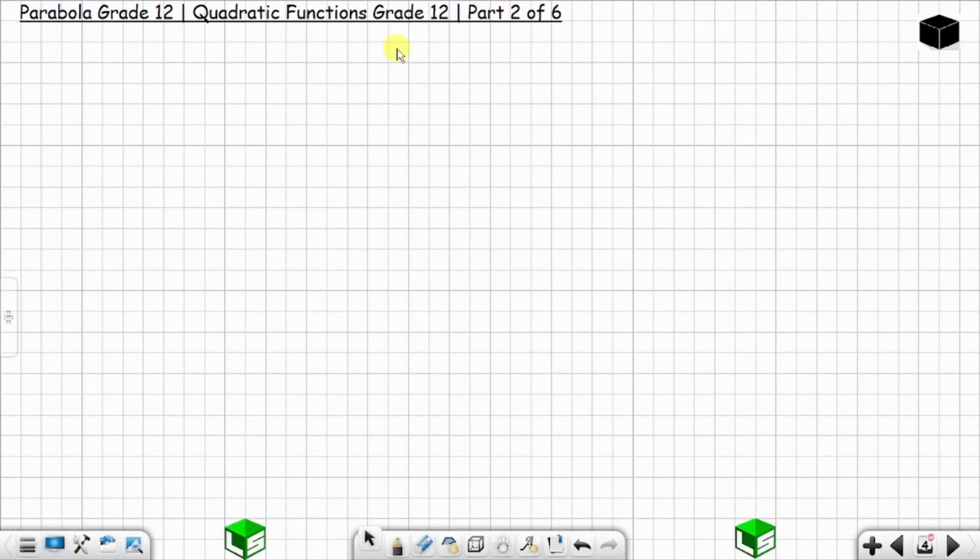Okay, now we are going to look at the concavity of a parabola, how to tell that a parabola is concave down or concave up. We are going to see that.